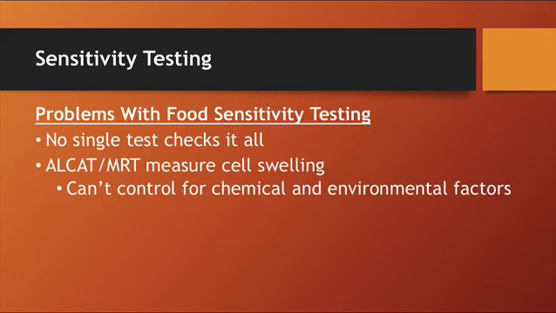And what I mean by that is ALCAT and MRT fail what's called split testing. Split testing is where we take one person's blood, but we separate it into two different samples. So it's the same blood, and we submit those to the lab under two different names. And if we get two different reports back, that means they failed the split testing. And this is what happens, unfortunately, with ALCAT, with MRT, and with a lot of the testing methodologies that are out there.